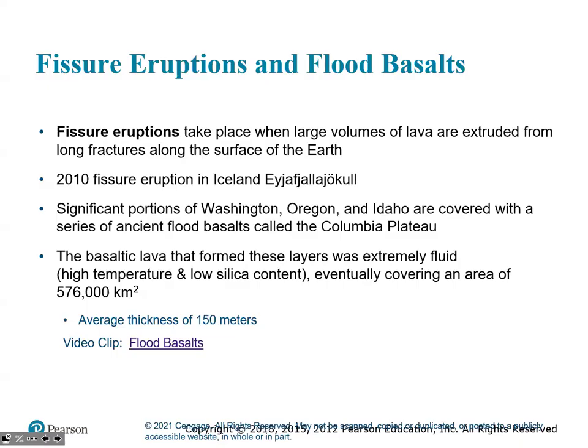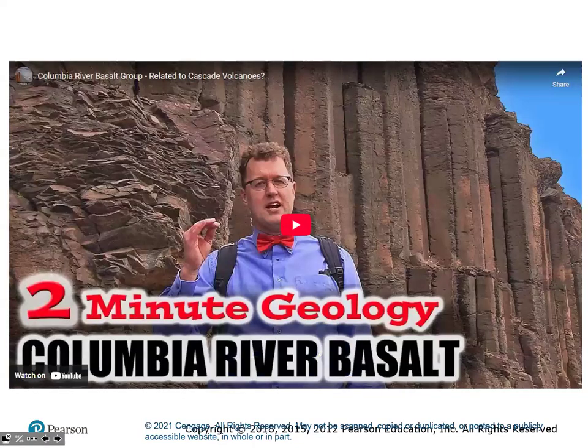And the Columbia Plateau basalts, the lava that formed them, was extremely fluid, very high temperature, very low silicon content, and eventually covered an area of 576,000 square kilometers and piled up miles deep. So each flood had an average thickness of about 150 meters, and the whole pile is several miles deep. So here are the Columbia River basalts.